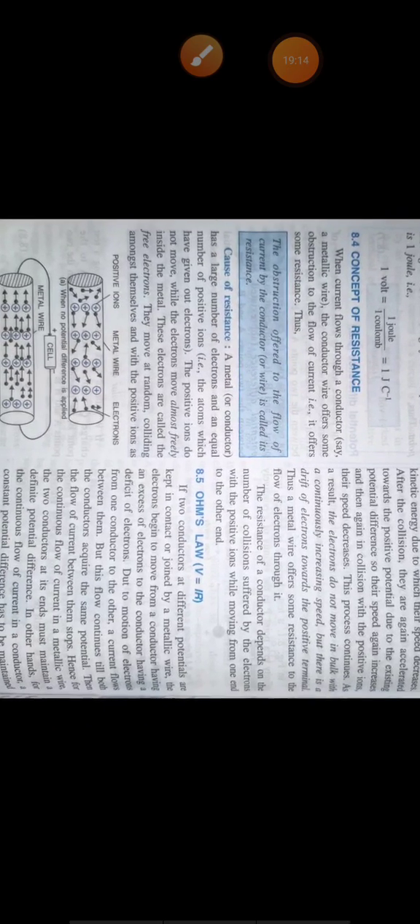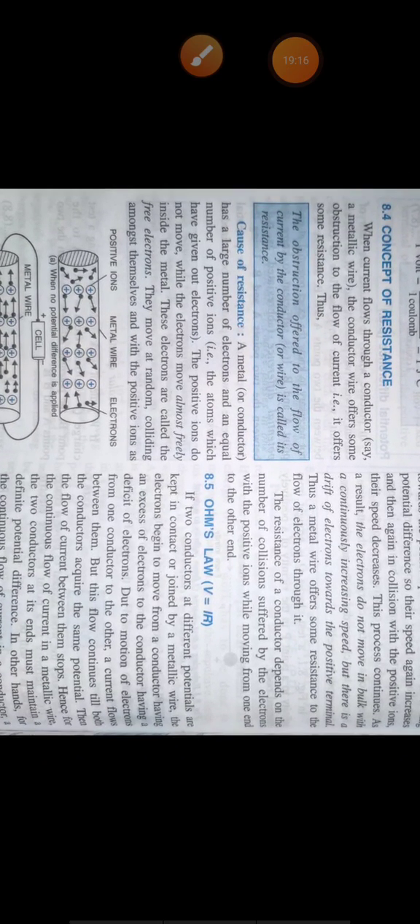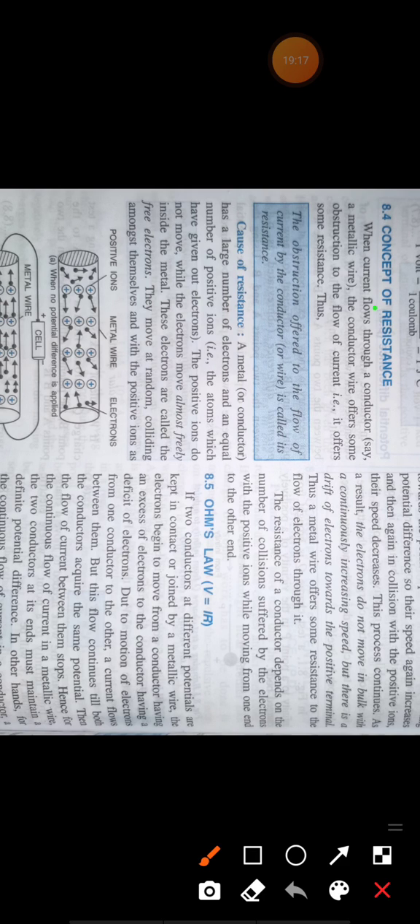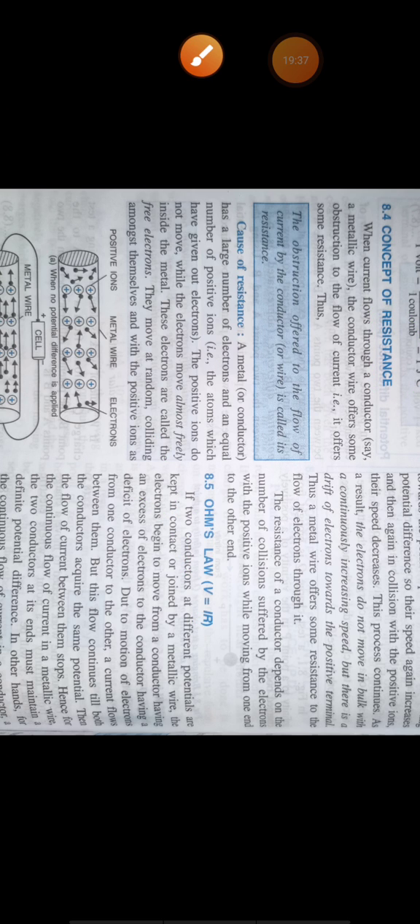Now the concept of resistance. So what is resistance? The word resist, what is the meaning of the word resist? Resist means to oppose. So that means resistance means the opposition to the current flow. If current is flowing, and something opposes the current flow, that is called the resistance. So resistance means opposition to the current flow.